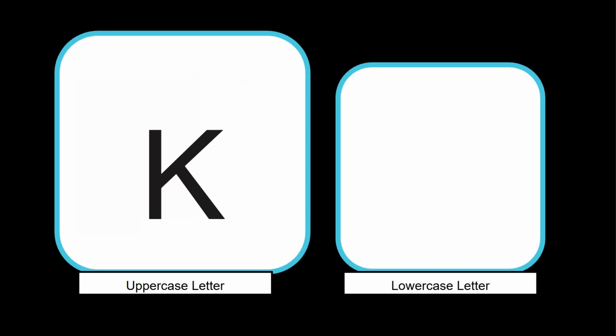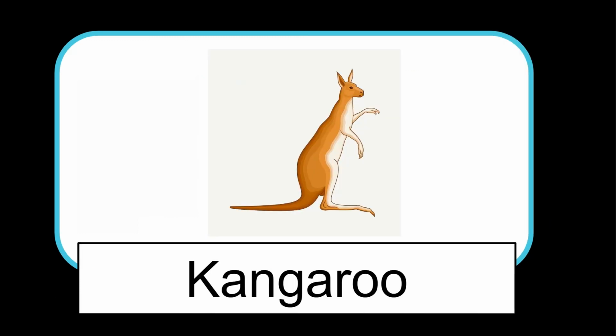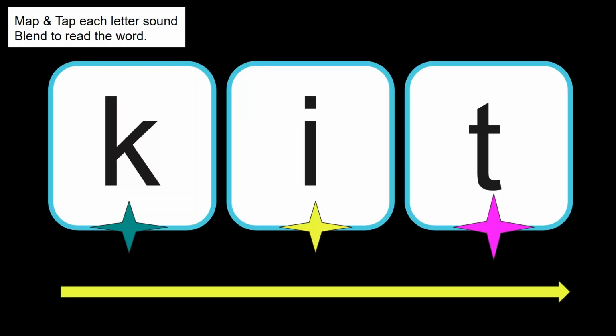Next we have the letter K. K. So don't confuse this with the hard C, but they can also be combined together to make the sound K, just like in the beginning of the word kangaroo. Now let's decode. K-it. Kit.